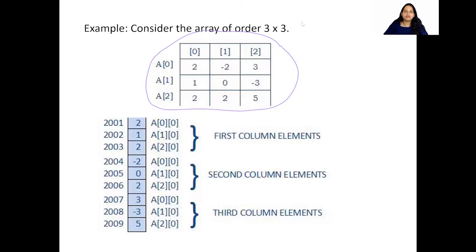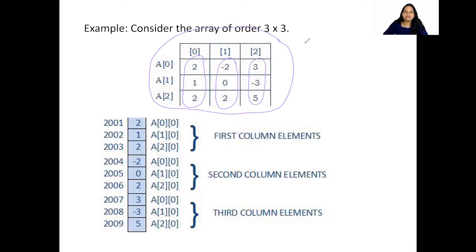Okay. Now see here, the two-dimensional array, the logical representation is this. And how do we represent it in column major order? First, we are going to take the very first column. So I am storing 2, 1, 2, and then I am taking the second column, minus 2, 0, 2, and then I am taking the last column. Okay, so 3, minus 3, 5. So this is how we are going to represent the array in our memory.